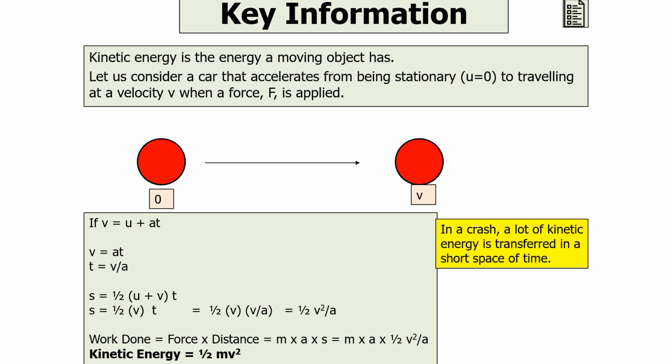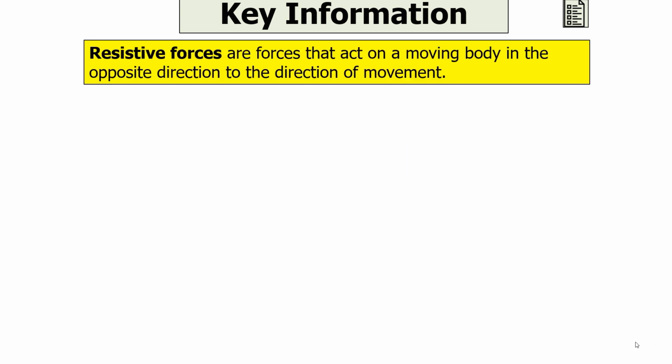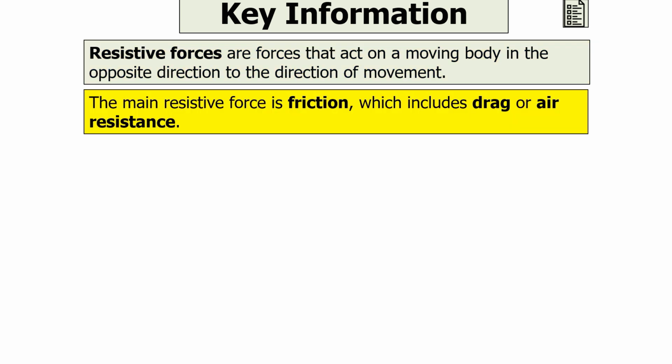Now in a crash, a lot of kinetic energy is transferred in a short space of time. So this is because the car's safety features are designed to transfer some of the energy into other forms, and this reduces the amount of energy transferred to the car passengers and to other road users to protect them. Now, resistive forces are forces that act on a moving body in the opposite direction to the direction of movement. Now, the main resistive force we know in situations is friction, which includes drag or air resistance.